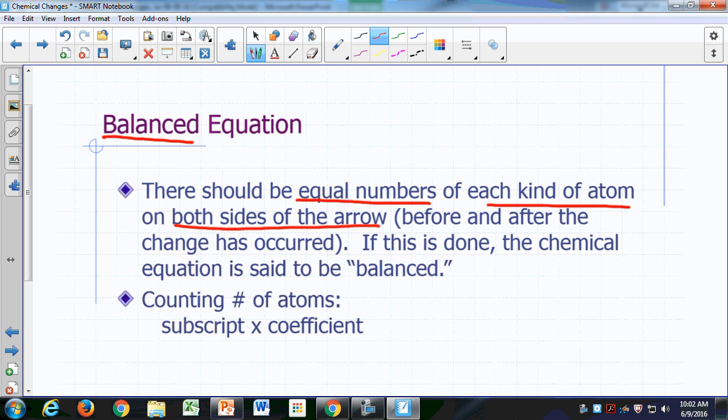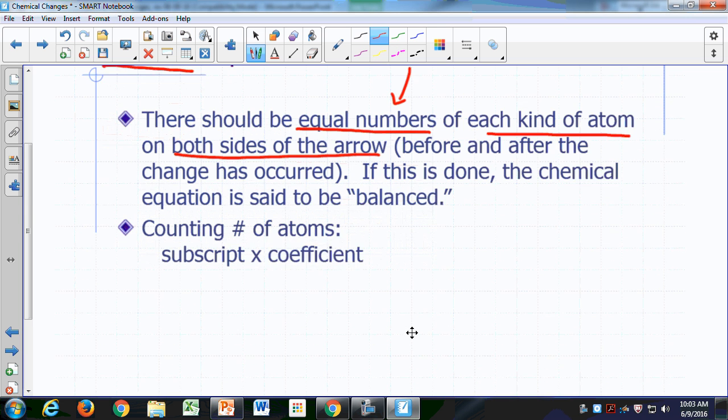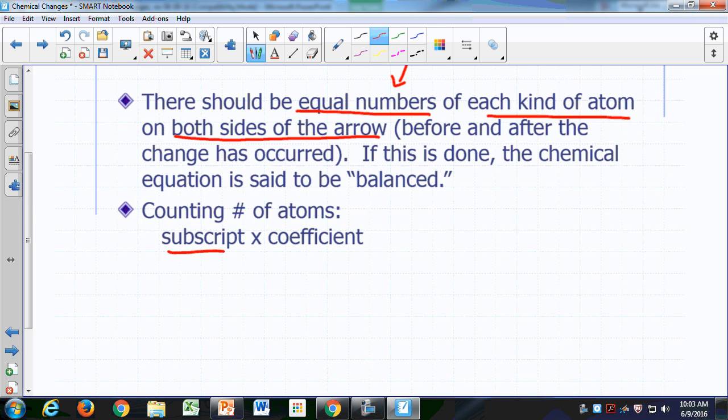atoms. Okay, so remember, all we're saying is at the atomic level, when you have a chemical reaction, you just have a rearrangement of the way the atoms are bonded to one another. So if you balance a chemical equation, you have to make sure that you have equal numbers of each kind of atom on both sides of the arrow. And the way you count the number of atoms involved in the reaction in your chemical equation is just multiplying the subscript for that atom by the coefficient of the compound or element that that atom is found in.